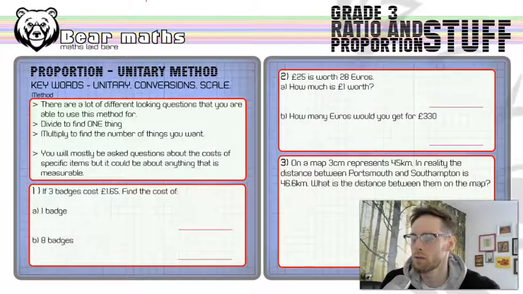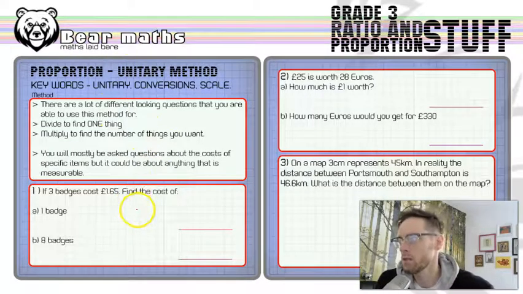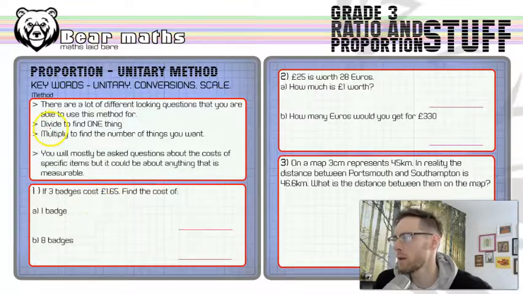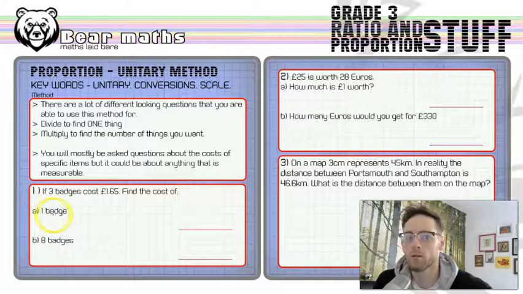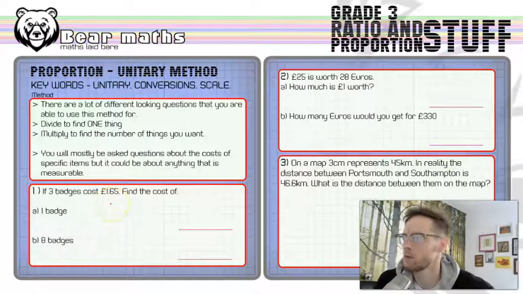Okay, so let's have a look at 3 different examples in this video. The first one is about badges that cost £1.65. And we're going to find the cost of one badge. So the most simple thing to do is follow the method: divide for one thing, and then that's it, because we don't need to multiply by anything else because we're finding one thing. I'm going to write this and show you that you can write it as a ratio, because ratios and proportion are pretty much, well, they are exactly the same thing.